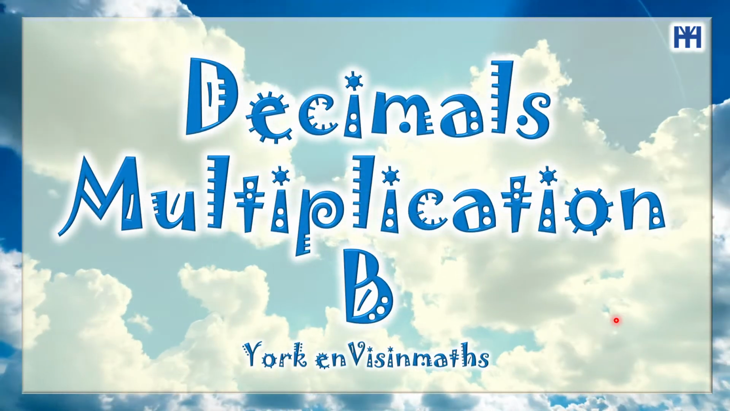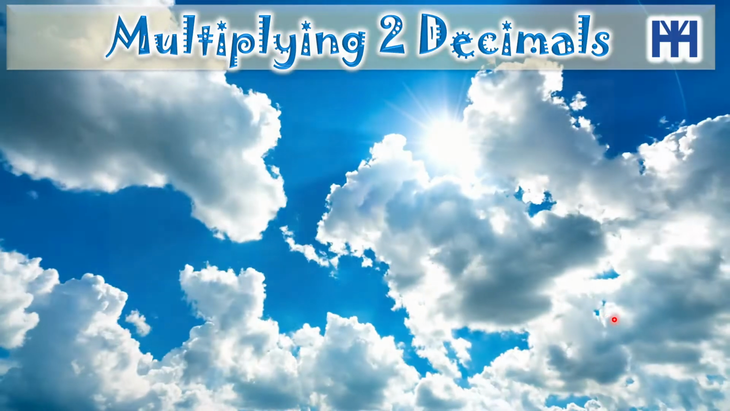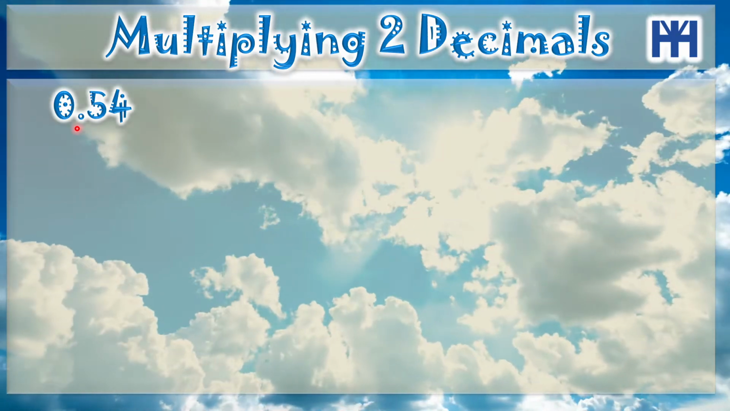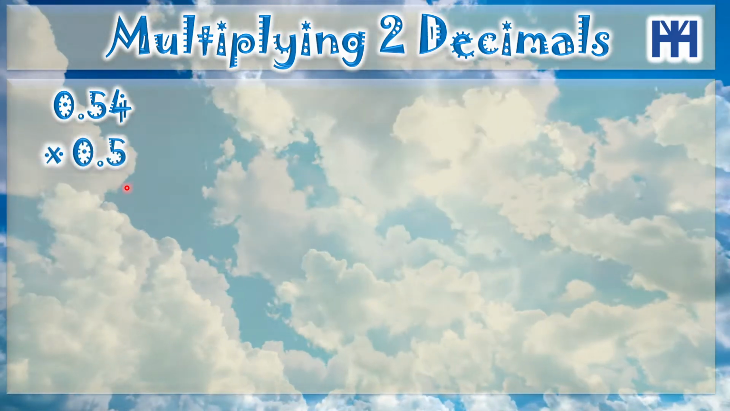Decimals multiplications. Part B. Multiplying two decimals. Let's say we have 0.54 multiplied by 0.5.